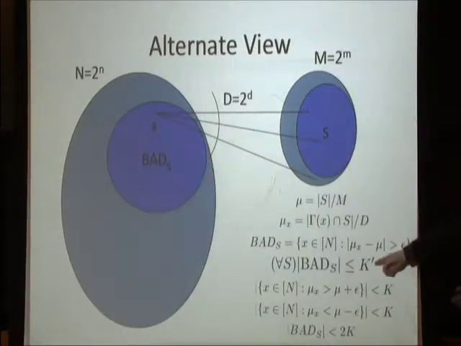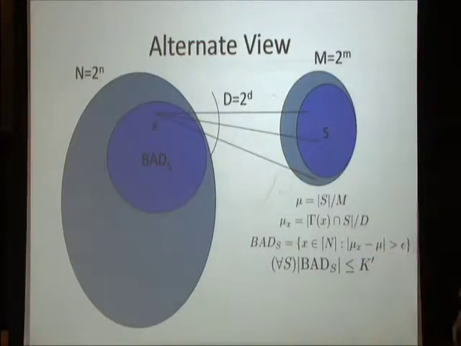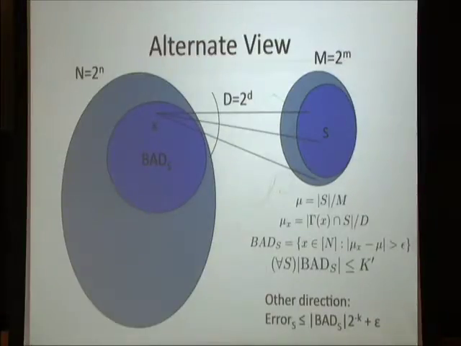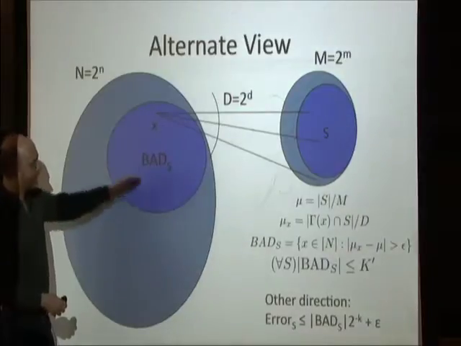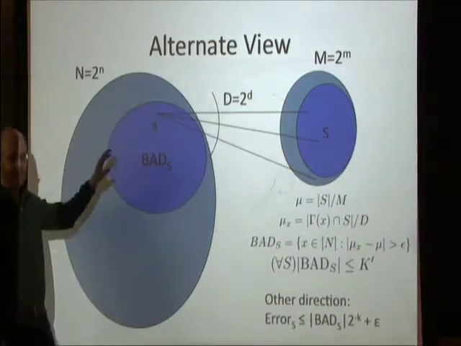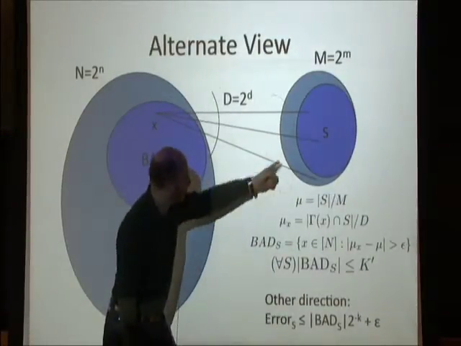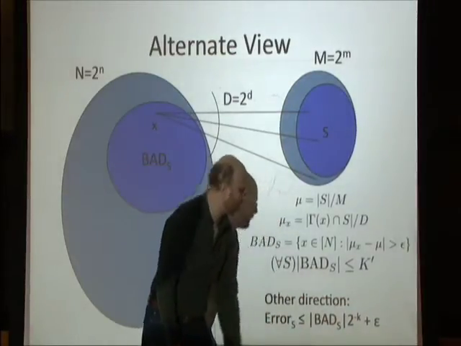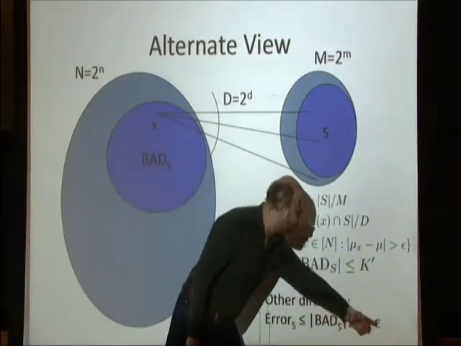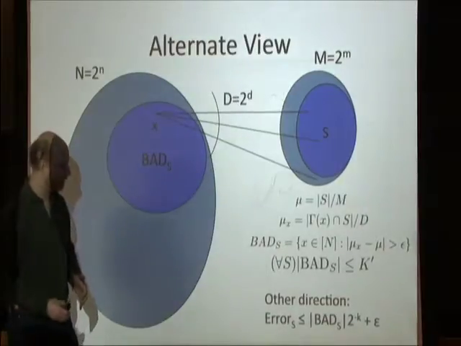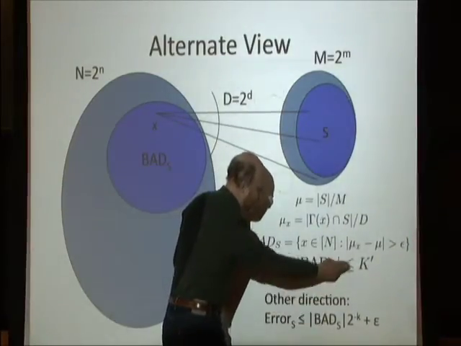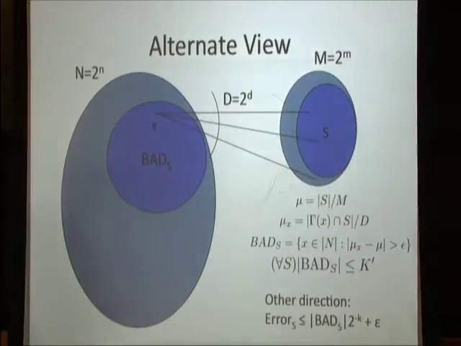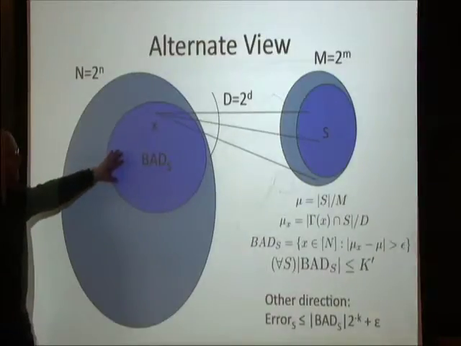And this view is actually equivalent. If you start out saying for all S, bad S is at most k prime, now think of k prime as a little smaller than k. The error of any set S will be at most the size of bad sub S times 2 to the minus k, because any string has probability at most 2 to the minus k, plus epsilon, because every string here could have error at most epsilon. So this is a bound on the error for any set. In particular, if k prime is just a little smaller than k, we get a good bound here. So this is basically an equivalent way of looking at extractors: for any set S on the right, the number of bad vertices on the left is small.